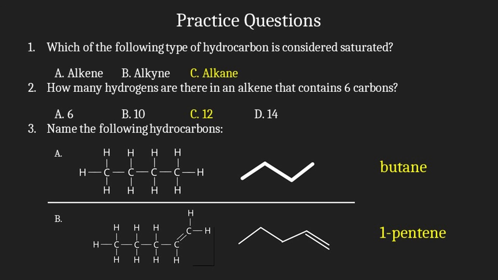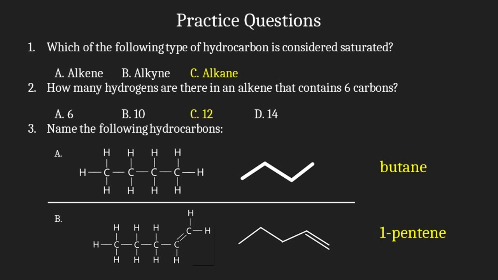For question 3b, we should have gotten 1-pentene. Because it's an alkene, the suffix will be ene. There's 5 carbons, so it's pent. And then we get a 1- because numbering from right to left gives us that the lowest possible number for the double bond is 1.